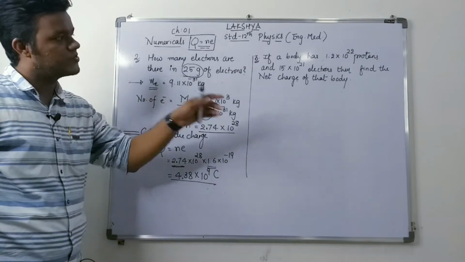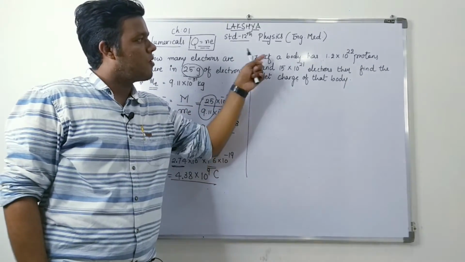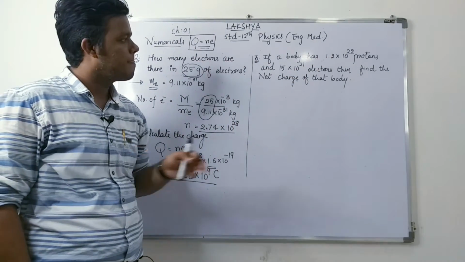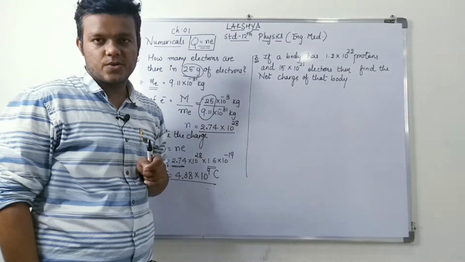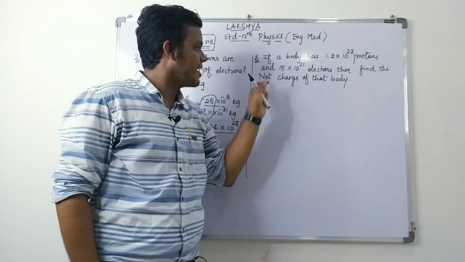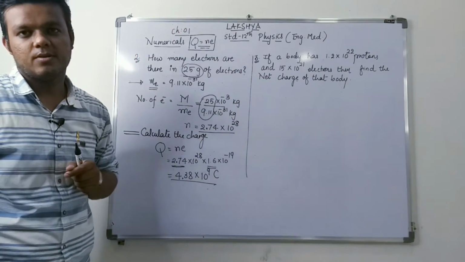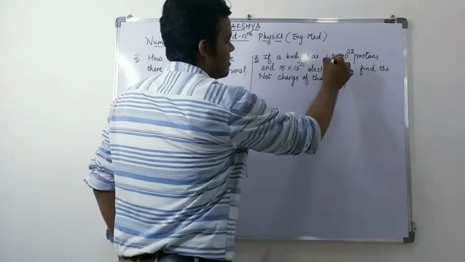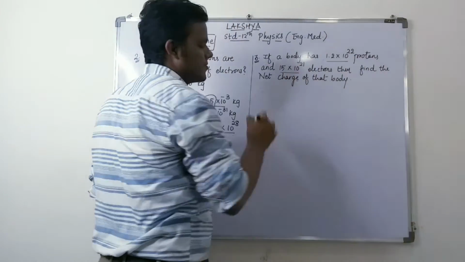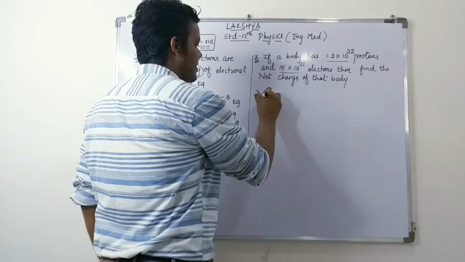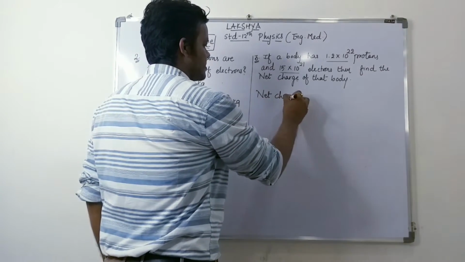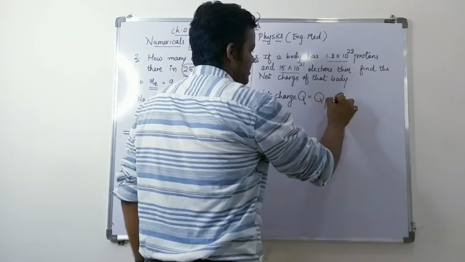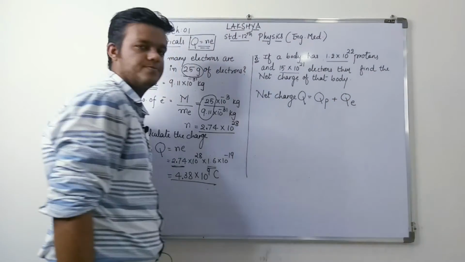Okay. Now moving towards the next example: if a body has 1.2 into 10 raised to 22 protons and 15 into 10 raised to 21 electrons, then find the net charge of that body. So what is the meaning of net charge? We know that a proton has positive charge and an electron has negative charge, then net charge Q equals charge possessed by protons plus charge possessed by electrons.